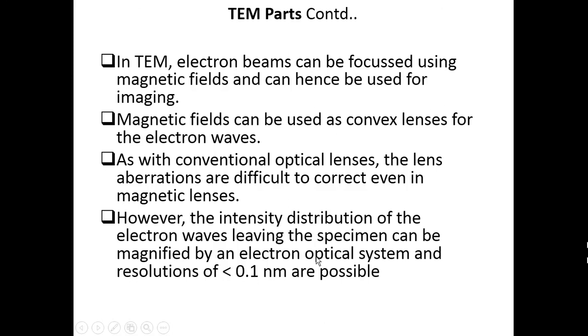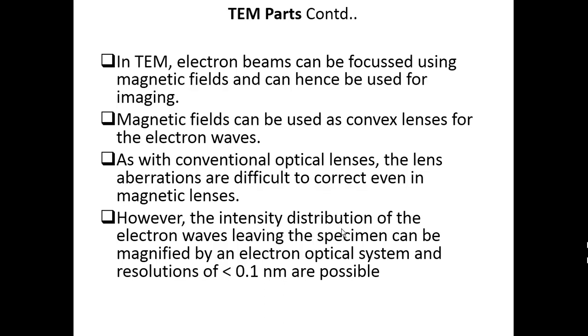Even with this kind of arrangement, this intensity distribution of electron waves leaving the specimen is what we are interested in, to know the image quality, the image lattice and all those things. So whatever beam passes through has to be magnified. That magnification is of very much importance in electron microscopes. Such magnification is done by electromagnetic lenses, and the electron optical system can have a resolution of not less than 0.1 nanometer. That is possible with this kind of system.